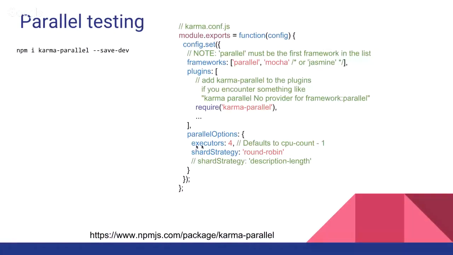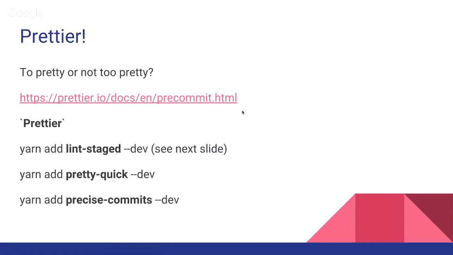So you can choose how many executors you have. If your pipeline system only has like 2 cores, then it's not worth putting more than you have. There are 2 styles that you can use for the system to break up the tests: round robin and description length. I believe round robin just goes every other test or every other test module. It will split it up between the 2 runners or however many executors you have, and then description length splits it up by description lengths. And yeah, that's parallel testing in a nutshell.